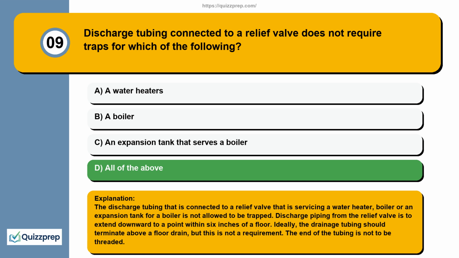Discharge piping from the relief valve is to extend downward to a point within 6 inches of a floor. Ideally, the drainage tubing should terminate above a floor drain, but this is not a requirement. The end of the tubing is not to be threaded.